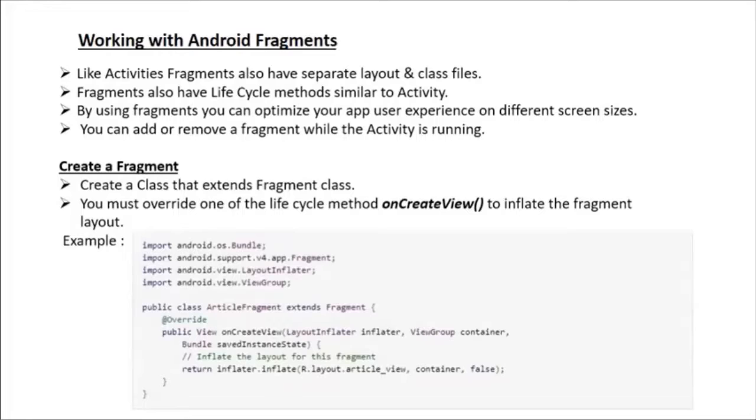Here is a simple example of a fragment class. Here the class name is ArticleFragment, which extends Fragment. We have to override one lifecycle method called onCreateView. That method contains three parameters: a LayoutInflater object, a ViewGroup object, and a Bundle object. By using the LayoutInflater object, we call a method called inflate. The first parameter is the layout reference, which is the layout corresponding to this fragment. The second parameter is the container, and the final parameter is a boolean value. So this is a simple example of a fragment class.